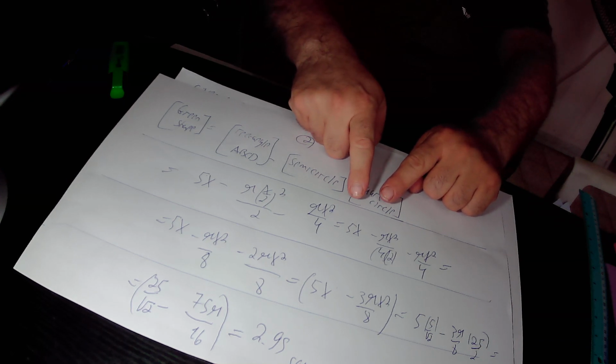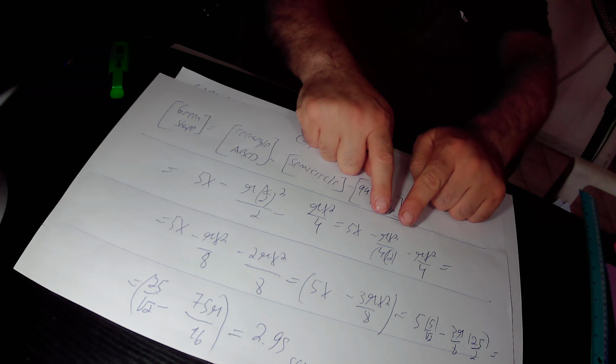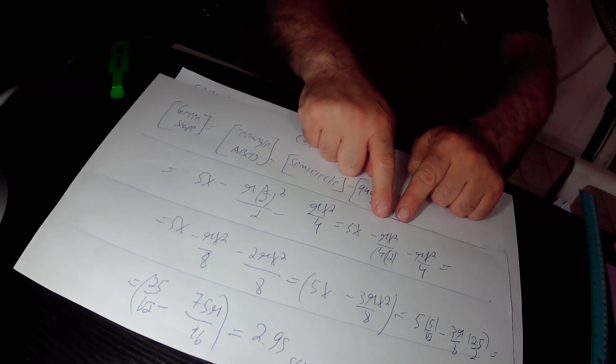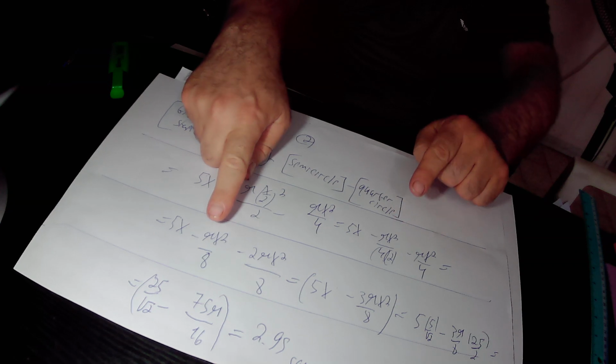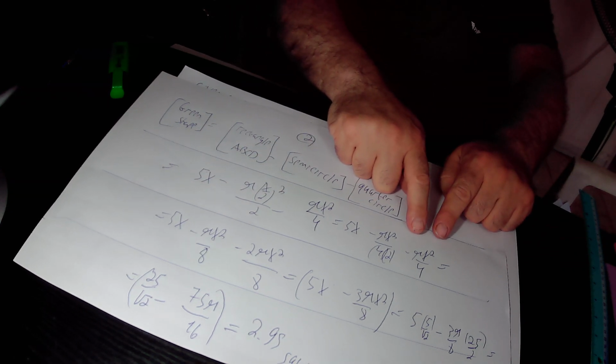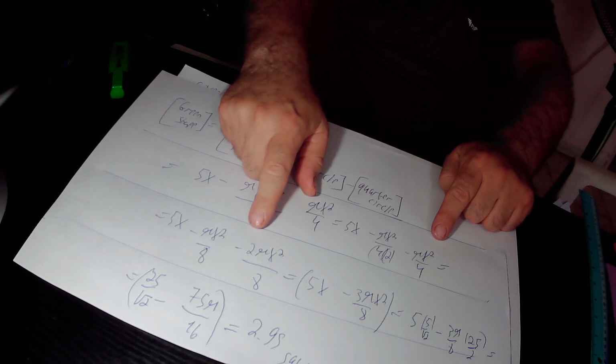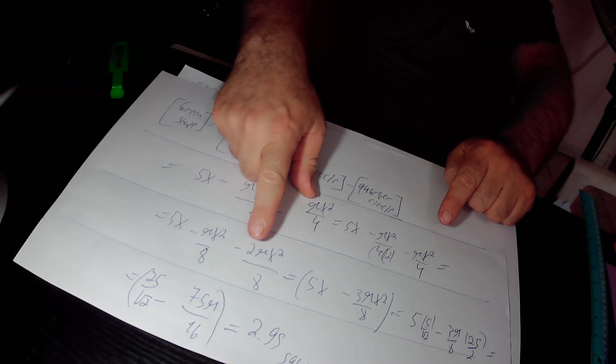So the expression equals 5x. Here we have minus pi x squared, and 4 times 2 is 8. So in total, this equals minus pi x squared over 8. Here we have minus pi x squared over 4. Here we multiplied both the numerator and the denominator of this expression by 2, and we got that this expression equals minus 2 pi x squared over 8.